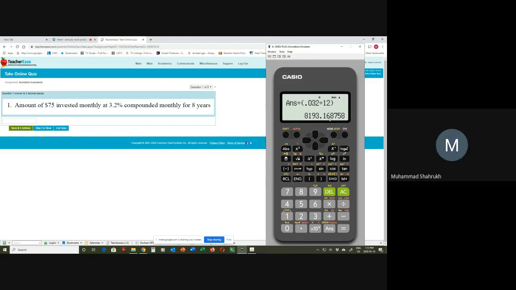Go up to 7. Perfect, because I'm going to look behind the 6 and see an 8. And that means that that's 5 or more. That means that this goes up by 1. So that's 8193.17. That's what I'm going to put over here.